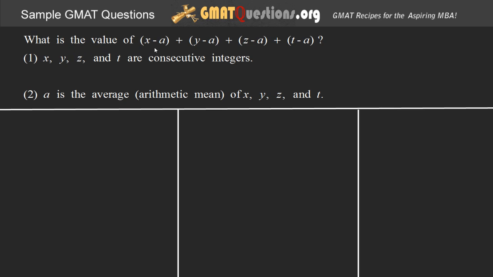What is the value of x minus a plus y minus a plus z minus a plus t minus a? Number one, x, y, z, and t are consecutive integers. Number two, a is the average, the arithmetic mean, of x, y, z, and t.